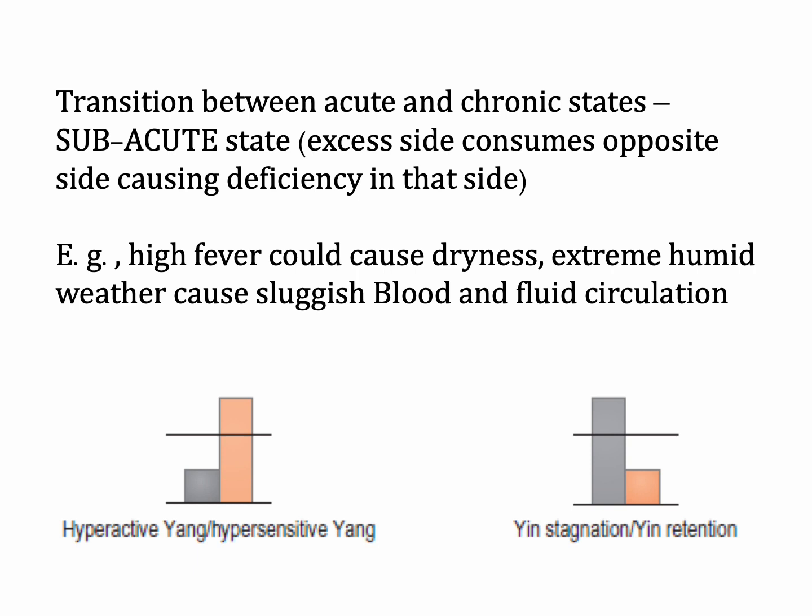In transition between acute and chronic states, there is an intermediate subacute state, where the excess side consumes the opposite side, thus causing deficiency in that side. For example, high fever could cause dryness, or extreme humid weather can cause sluggish blood and fluid circulation. The resulting states would look similar to this.